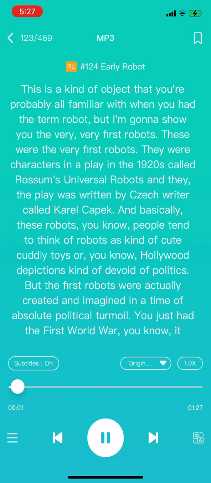This is a kind of object that you're probably all familiar with when you hear the term robot, but I'm going to show you the very, very first robots. These were the very first robots. They were characters in a play in the 1920s called Rossum's Universal Robots. And the play was written by a Czech writer called Karel Čapek. People tend to think of robots as cute, cuddly toys or Hollywood depictions devoid of politics.